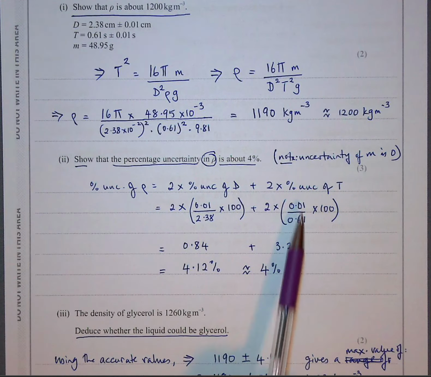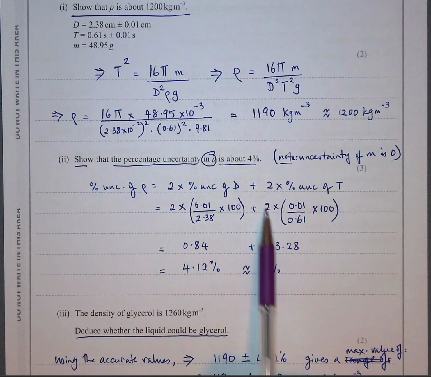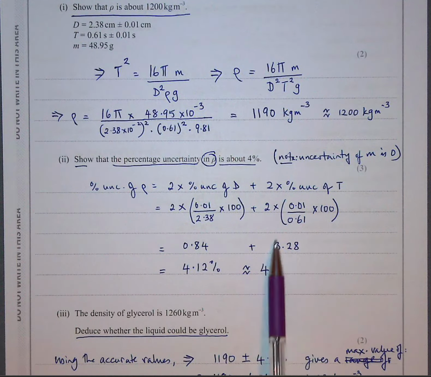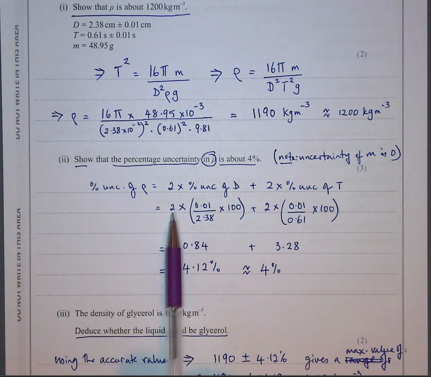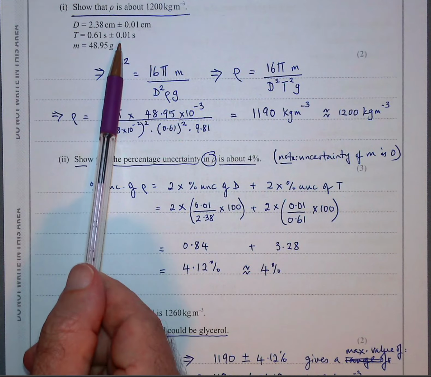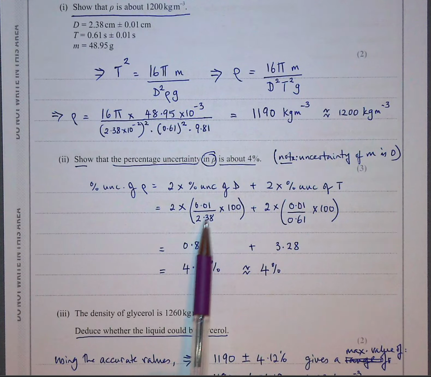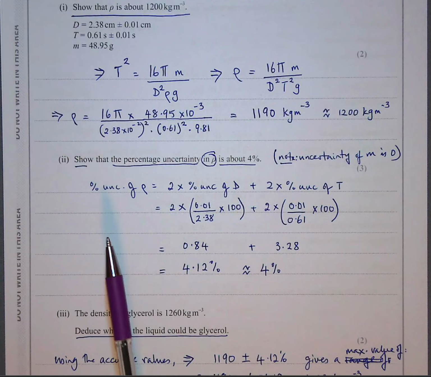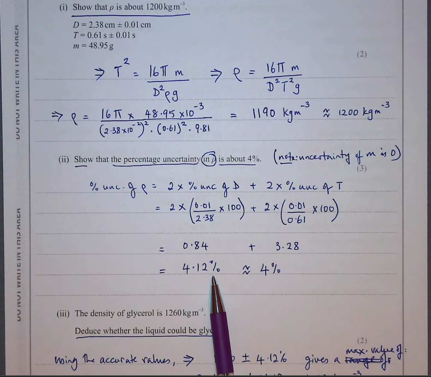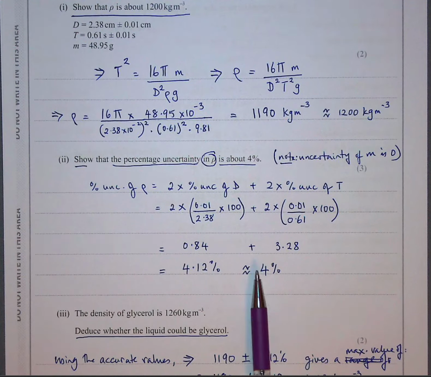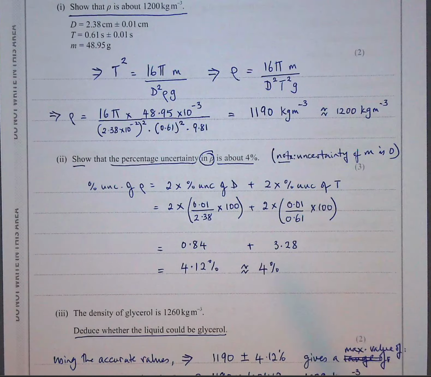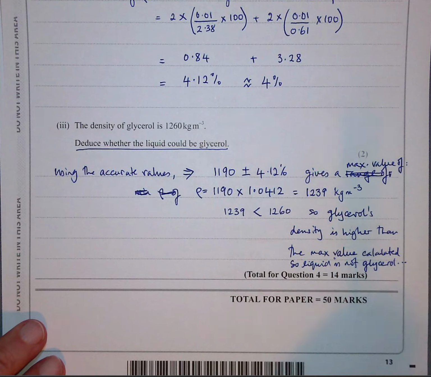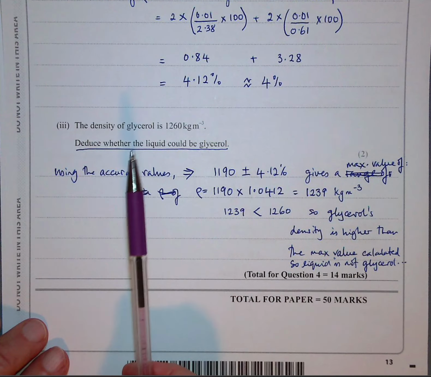That brings you a total for this part of the uncertainty calculation as 3.28% comes from the value of T, and only 0.84% comes from the same calculation for the value of D, 0.01 divided by 2.38. And this time you can keep them in centimeters because both of them in centimeters doesn't matter as long as your units are consistent. So you add them up, it comes to 4.12%, which is roughly 4%. Normally with uncertainties, we only use one significant figure, because even the uncertainty is uncertain. It's just an approximation of how much we get.